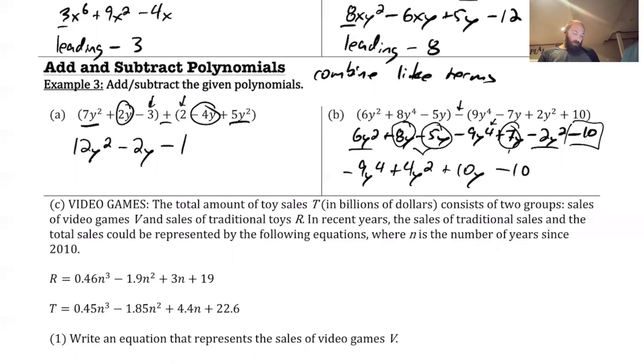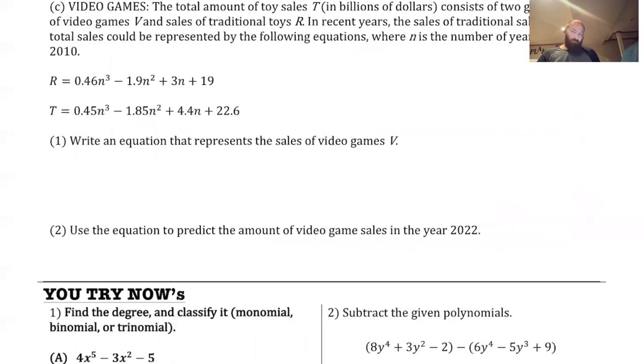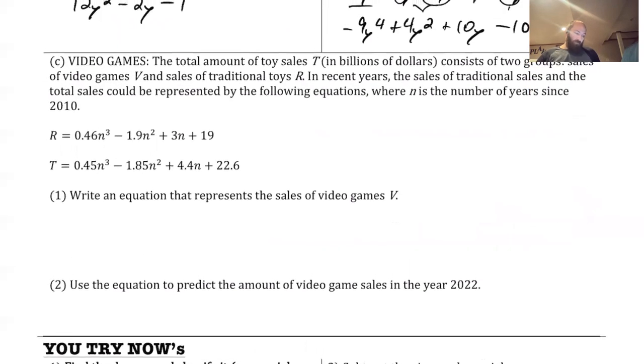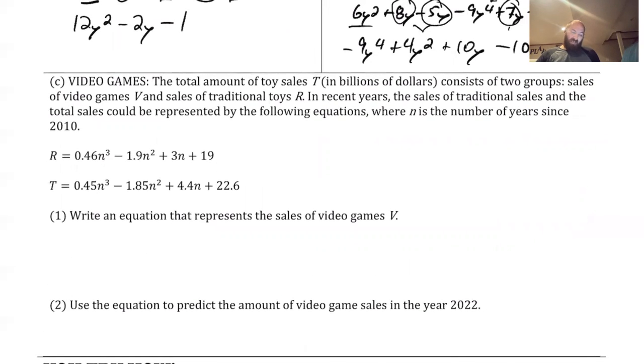All right. Example C here. Okay. Video games. The total amount of toy sales, T, in billions of dollars, consists of two groups: sales of video games, V, and sales of traditional toys, R. In recent years, the sales of traditional toys and the total sales could be represented by the following equations, where N is the number of years since 2010. Okay, so remember, R is the traditional toys. Write an equation that represents the sales of video games, V.